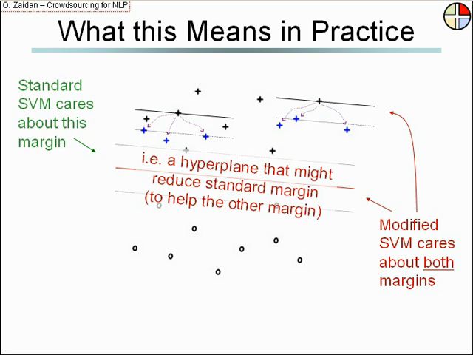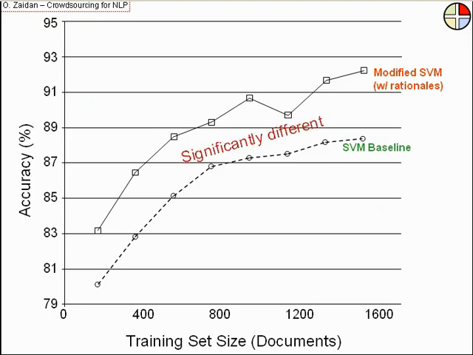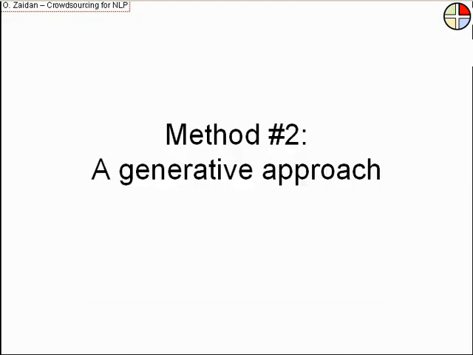And the main question is, does this do better? Does this generalize better? And the answer is yes. So if you look at this learning curve, this is for the standard SVM that does not use rationales, and you compare it to the modified SVM that does incorporate rationales into its training, you'll see that you get significant improvement in accuracy rates.